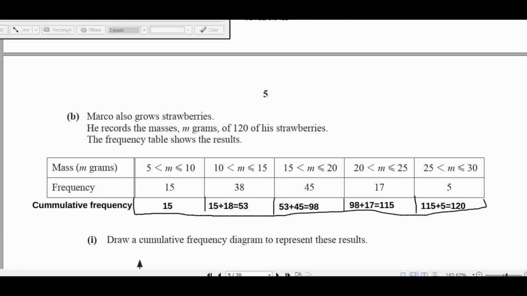Next is: Macro grows strawberries. He recorded the mass m grams of 120 of his strawberries. The frequency table is shown.